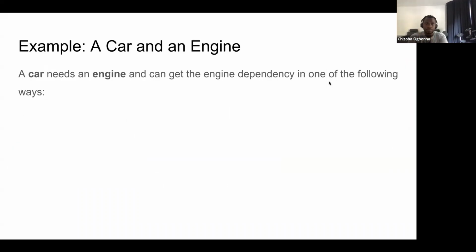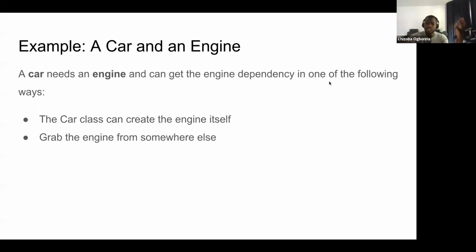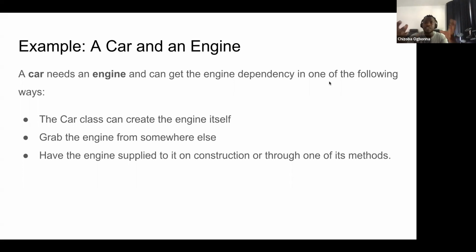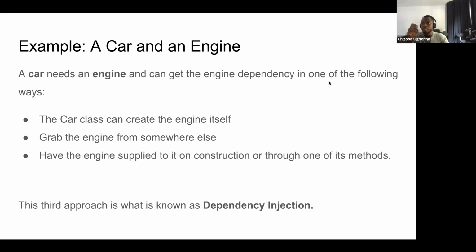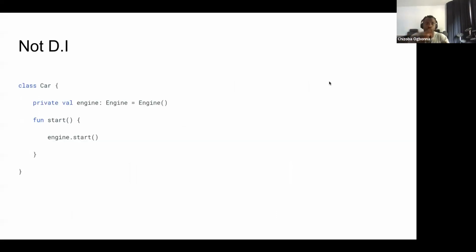So a very simple example here: a car and an engine. We know a car needs an engine. So how does the car get the engine? The car can decide to create the engine itself. It can grab the engine somewhere else, or it can have the engine supplied to it, probably when you're constructing the car or through one of its methods, where you say, car, take this engine that you need to function. The engine is a dependency for the car. The car depends on the engine. A car cannot function without the engine. So we need to talk about how the car gets the engine. There are several ways, and one of those ways is dependency injection, and that is what we want to look at here.